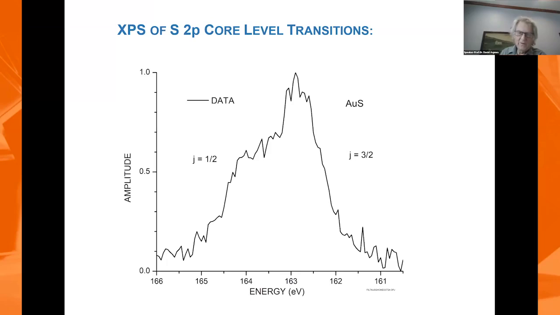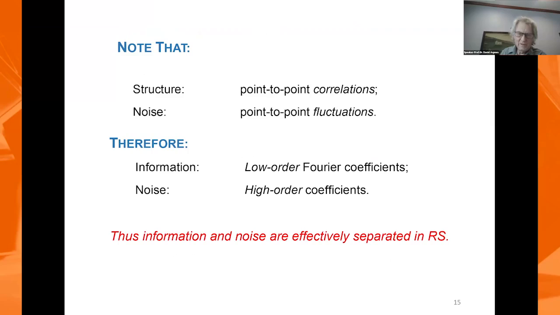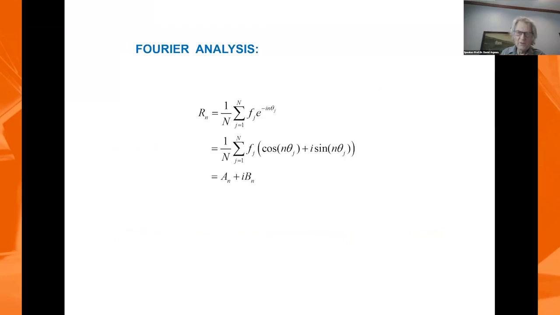So we Fourier transform this thing, and this is just repeating what I said verbally, so we don't really need to look at it. The main point is down at the bottom, that information and noise then are separated in reciprocal space or Fourier space. And here's the Fourier transform, which I won't go through in any detail. R sub n are the complex coefficients on the top line up here. Theta j are f of j over here. And here's your Fourier transform function, e to the minus i n theta j.